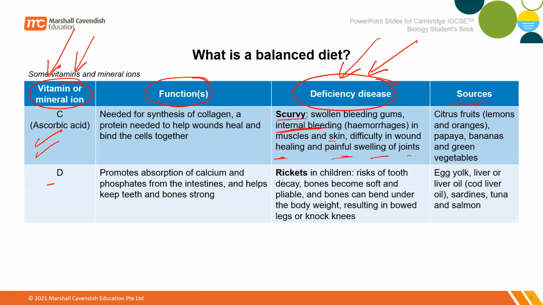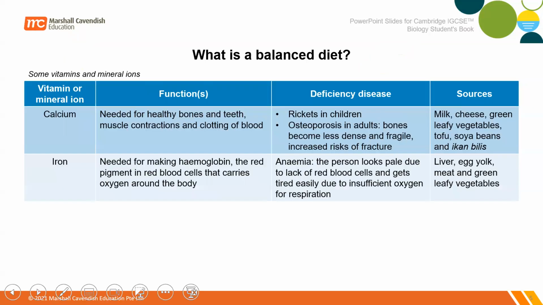For vitamin D, rickets is the most important deficiency disease. Rickets in children brings risks of tooth decay, bones become soft and malleable, and bones can bend under the body weight, resulting in the curvature of the bone, and it is really painful. It's not that easy at all, and it is a result of vitamin D deficiency.